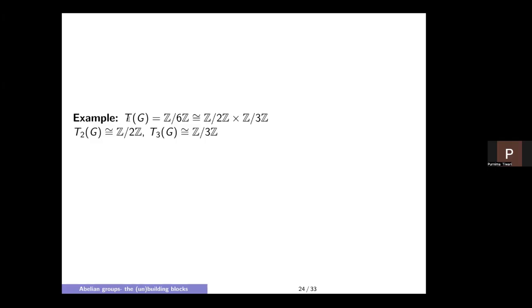Say we have a group T(G), the torsion group, where we have it as Z6Z, and then it can be decomposed as Z2 cross Z3. In case of Z2, Z2 itself is the torsion subgroup, and in case of Z3, Z3 itself is the torsion subgroup. It is also the torsion p-subgroup where p is 2 in this case and p is 3 in this case.